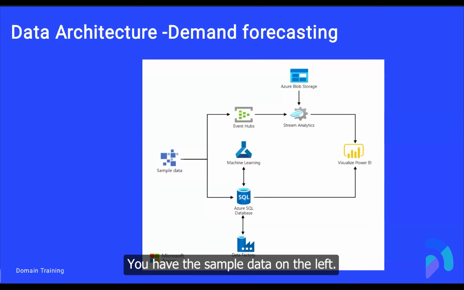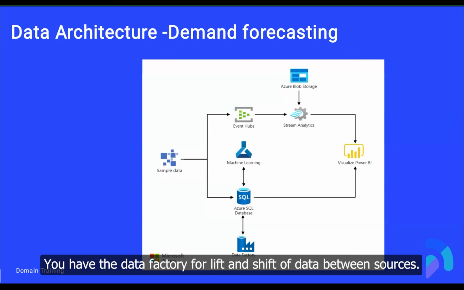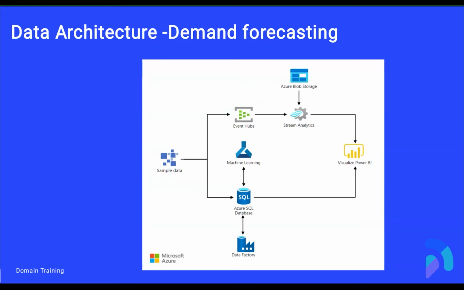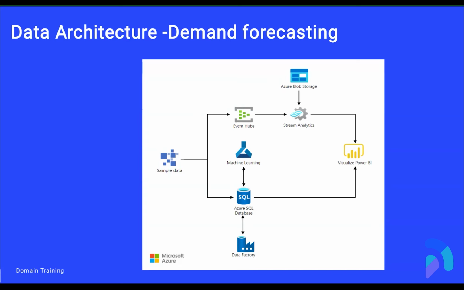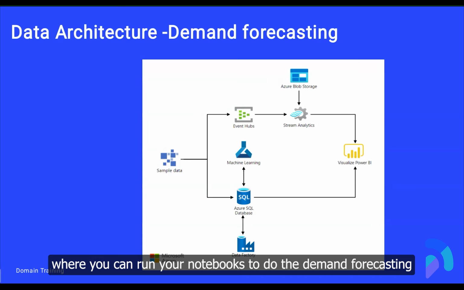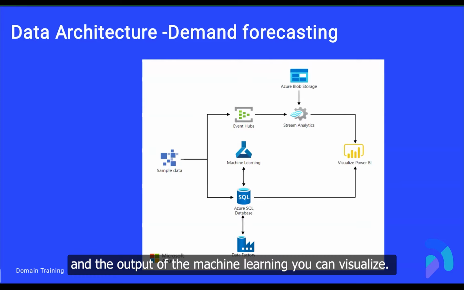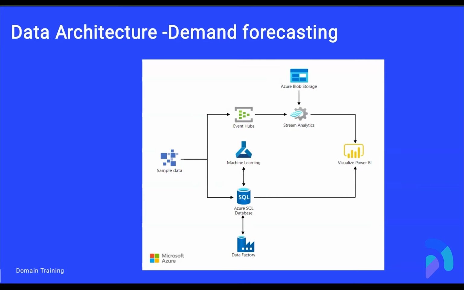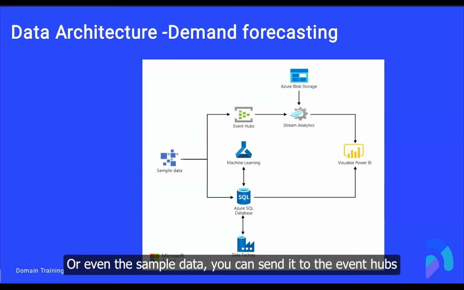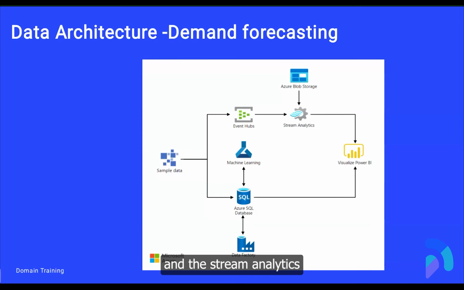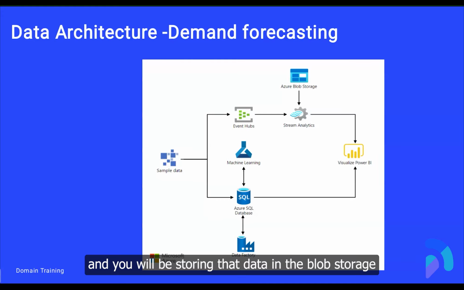You have the sample data on the left. You have Data Factory for lift and shift of data between sources. You have SQL database. You have Machine Learning Studio in Azure where you can run your notebooks to do the demand forecasting. And the output of the machine learning you can visualize. You can either send it back to the SQL database and it can be visualized in Power BI, or even the sample data you can send to Event Hubs and Stream Analytics, and you will be storing that data in the blob storage, which can later be visualized in Power BI reports.